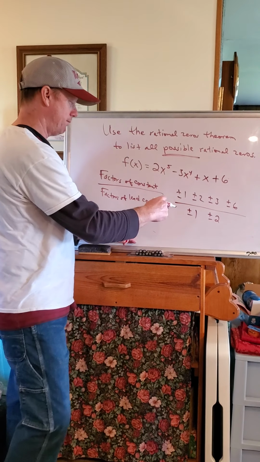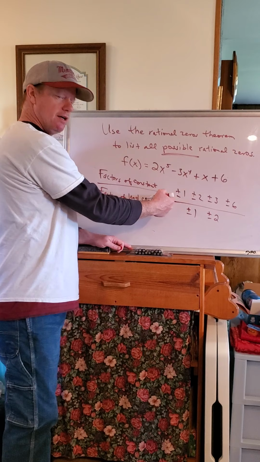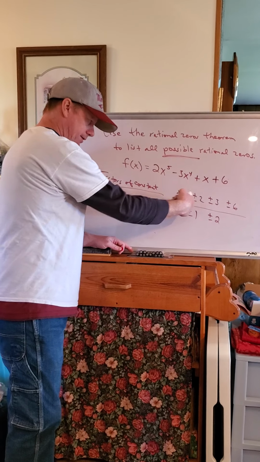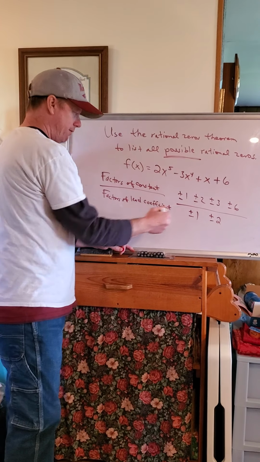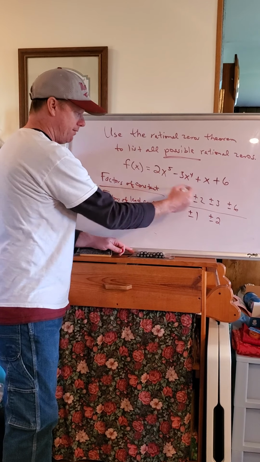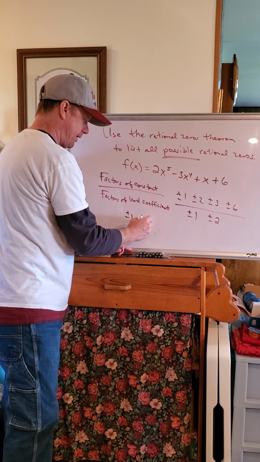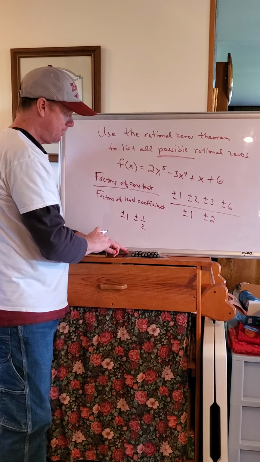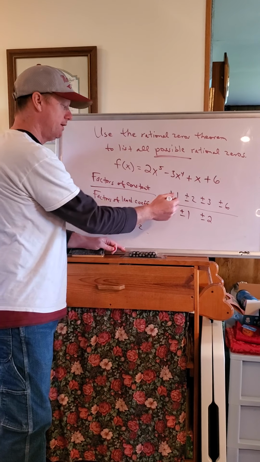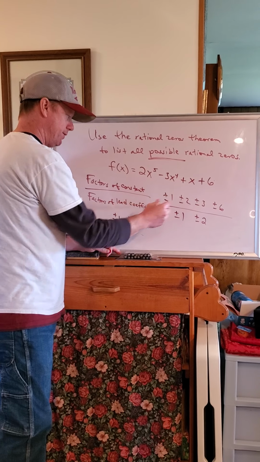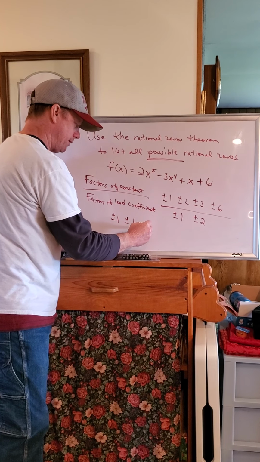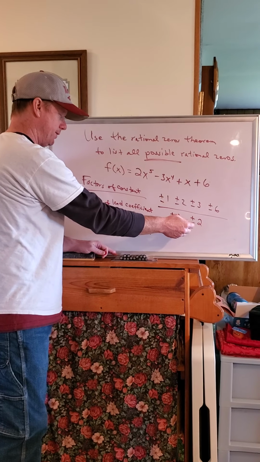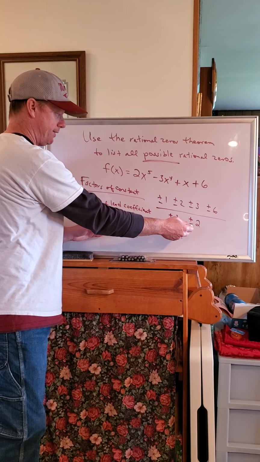So once again, if I were to list all those out, here's how I do it. I just start to the left and work my way over to the right. 1 over 1 is 1. 1 over 2 is 1/2. Notice I put positive and negatives in front of all my numbers here. I'm done with the 1. Move over to the 2. 2 over 1 is 2. 2 over 2 is 1. I've already listed it. I don't need to list it again.